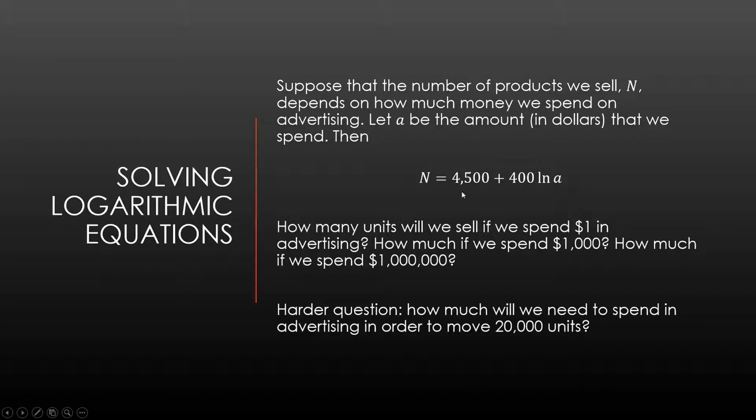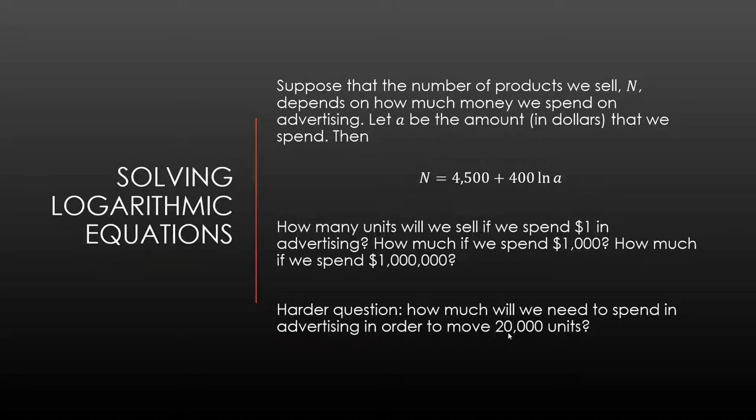So suppose for me that this is the model that we use to determine the relationship between how much we spend in advertising, that's A, and how much we actually sell, that's N. So first things first, just play with this a little bit. How many units would we expect to sell if we spend just $1 in advertising? And how much if we spend 1,000 or 1,000,000? And we'll answer that first, then we'll get to this harder question where we'll work backwards to determine how much we would need to spend in order to sell 20,000 units.